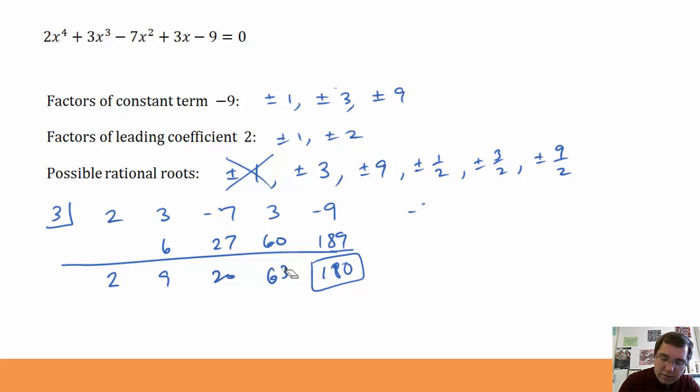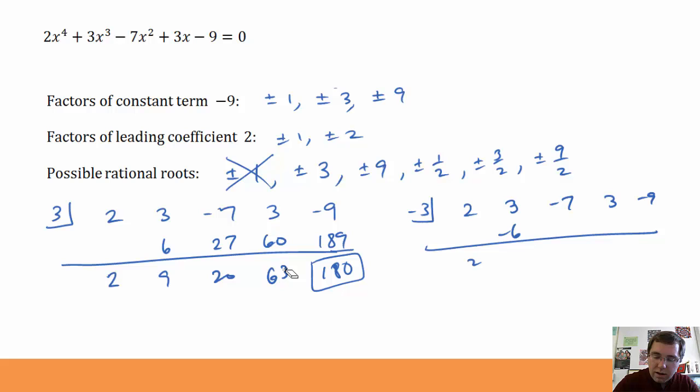Okay, so we can try negative 3 using synthetic division. 2, 3, negative 7, 3, negative 9, bring down the 2, multiply, add, multiply, add, multiply, add, multiply, add. Hey, I got a remainder of 0. Awesome. That means negative 3 is a root. So I found one. How many are there? There's 4 of them.